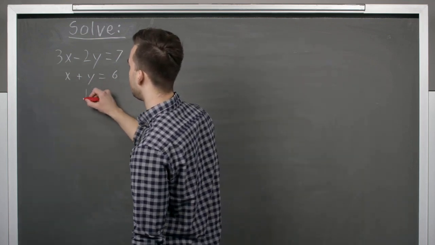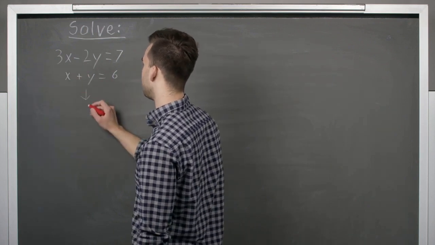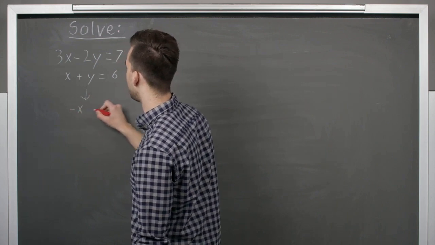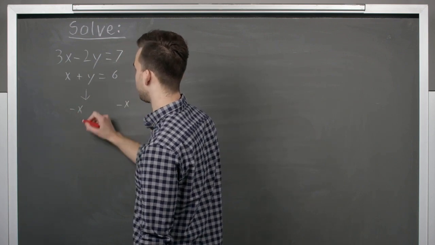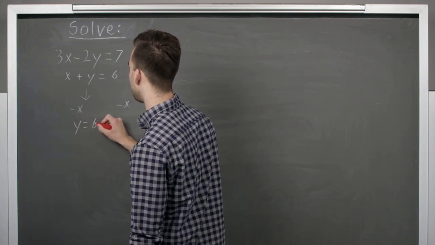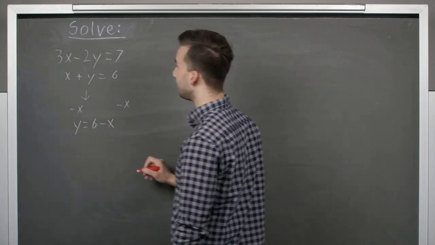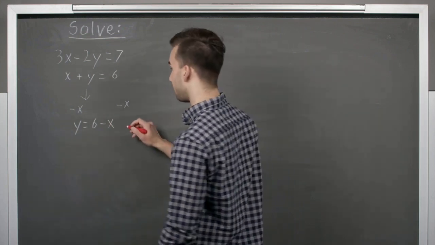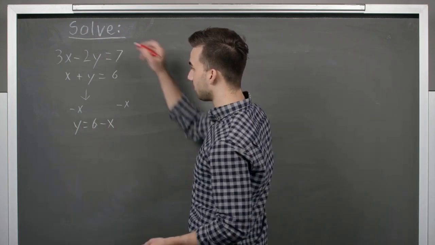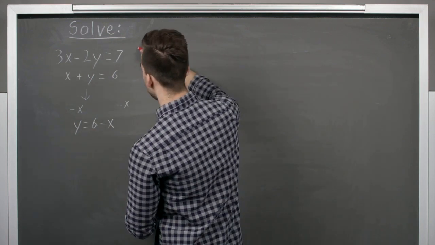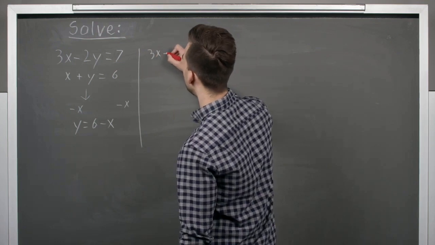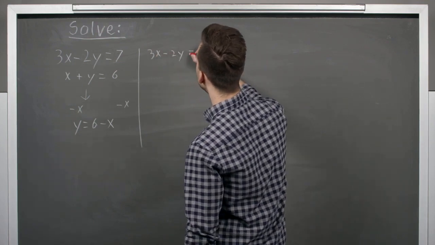So let's do that in this equation. If we subtract x from both sides, that'll give us y equal to 6 minus x. And then at that point, we can plug this into our other equation for y, right? So let's do that. Let's say 3x minus 2y is equal to 7.